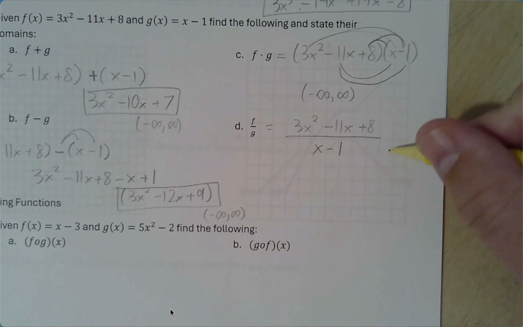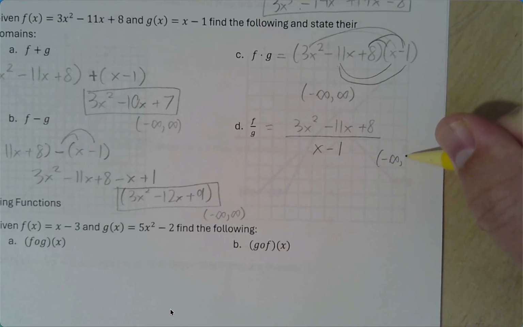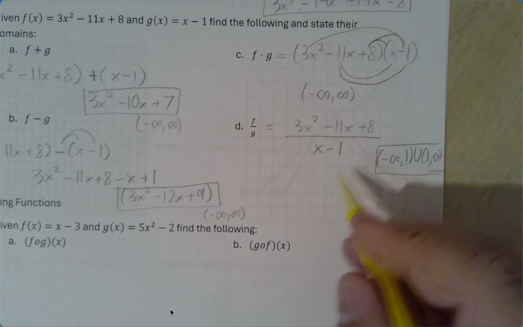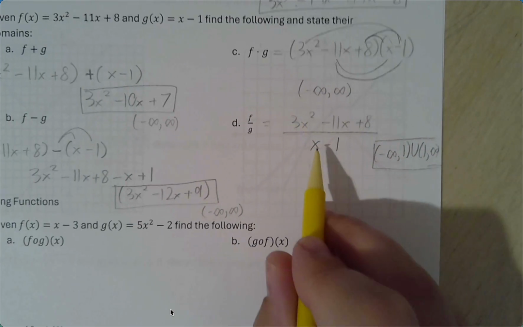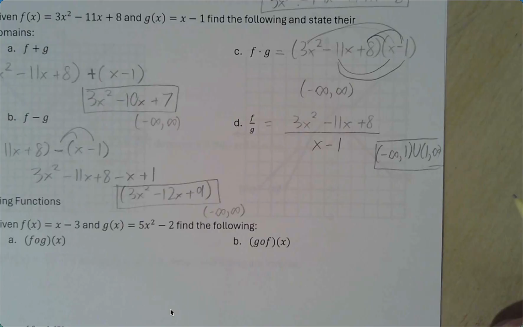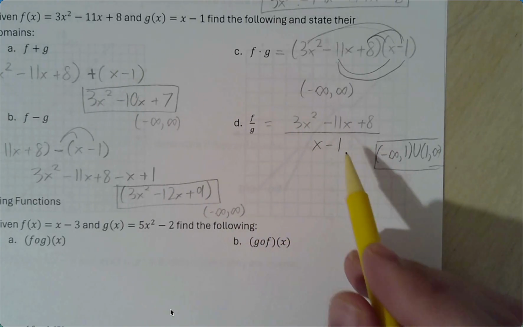And so if you can look at this, we're going to say our domain here is negative infinity up to 1, and then after 1 to infinity. I can't plug in 1 because plugging in 1 would make 0 in my denominator, and 0 in my denominator is a big issue.